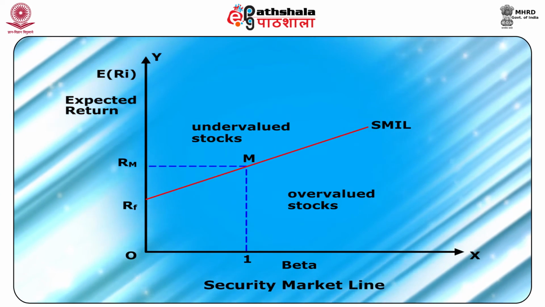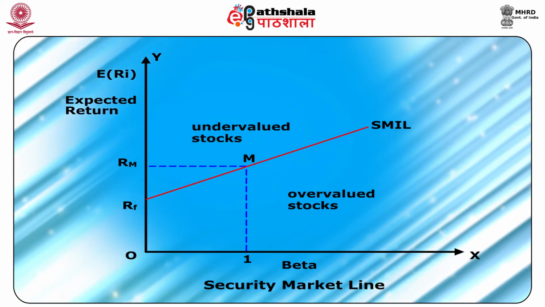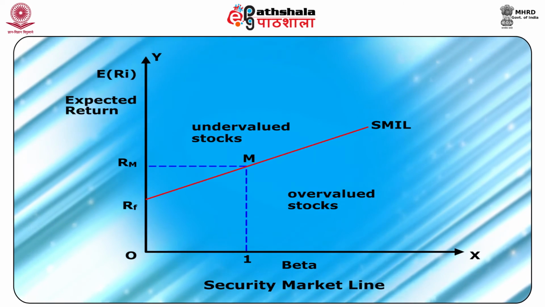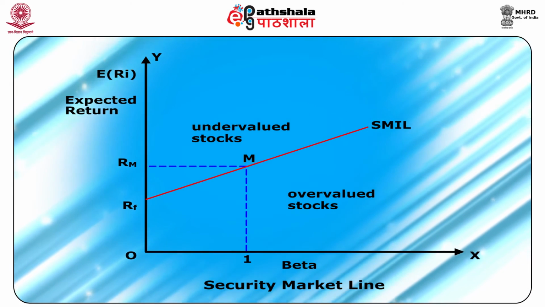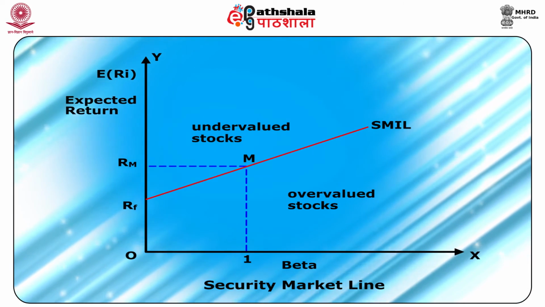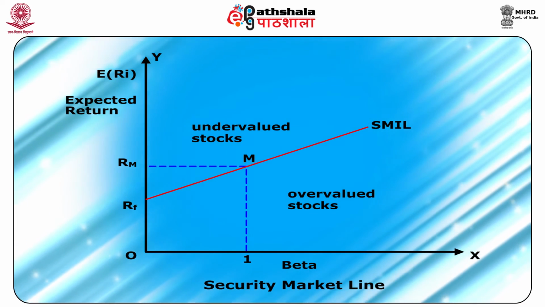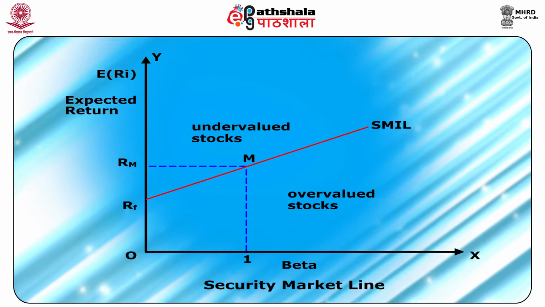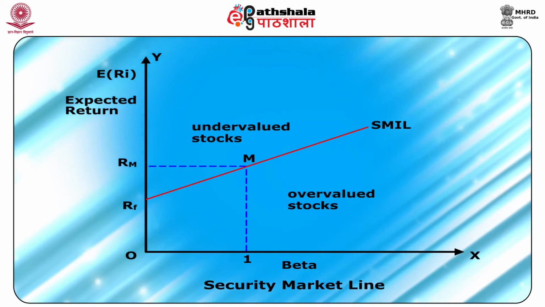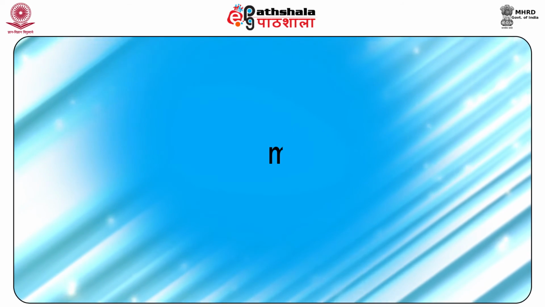The SML is used for the identification of undervalued and overvalued securities. The securities lying above the SML are considered to be undervalued, whereas those lying below the SML are considered to be overvalued. All the correctly priced securities lie exactly on the SML. The difference between the actual expected return and the fair return as per the SML is called the security's alpha, denoted as α.